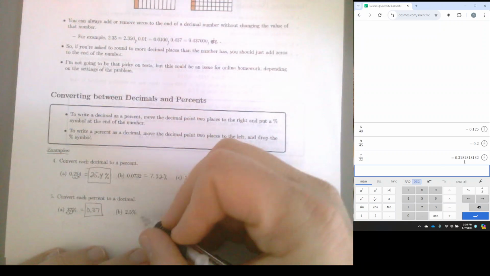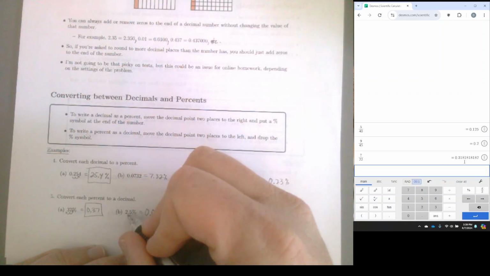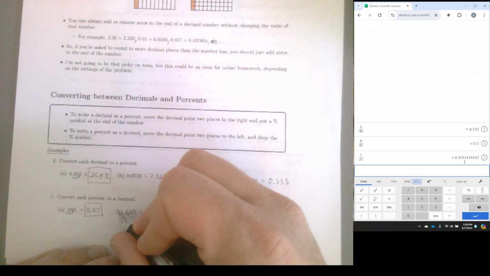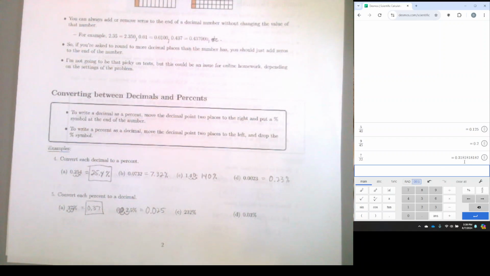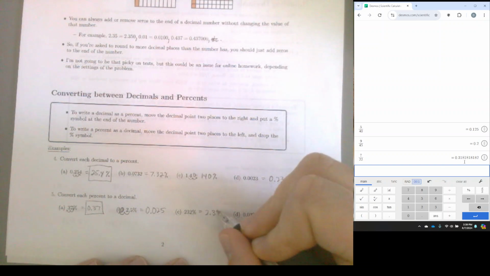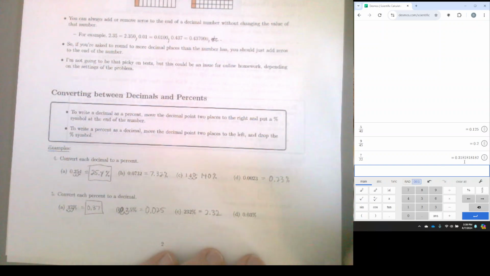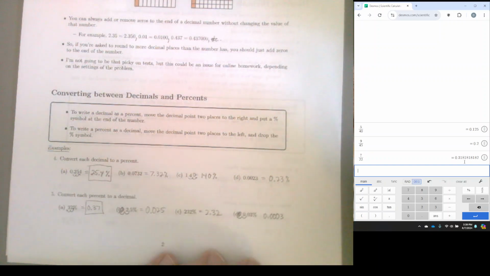Okay, 2.5% would be the same thing as 0.025. Again, I move the decimal once, and then one more time, and I have to add a 0 there. So I have 0.025. 232% would be 2.32. And 0.03%, let's see, I would move the decimal once and twice, and have to add a 0. So it looks like I would have 0.0003.